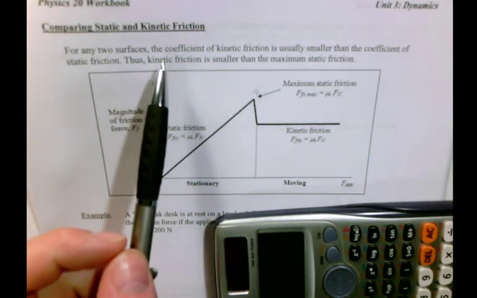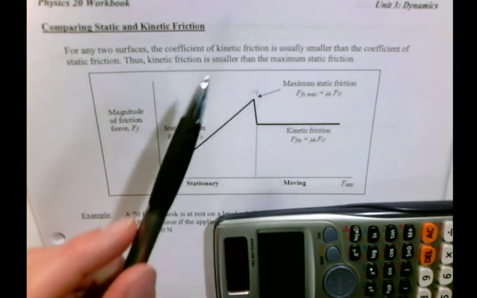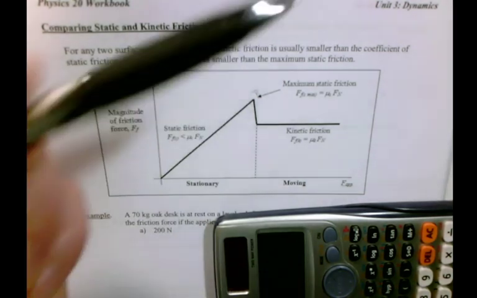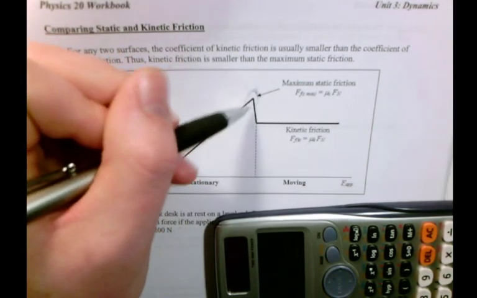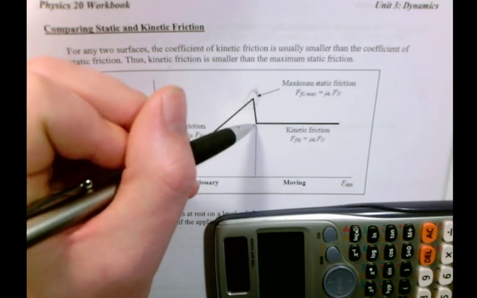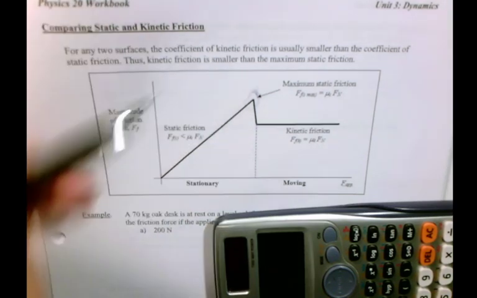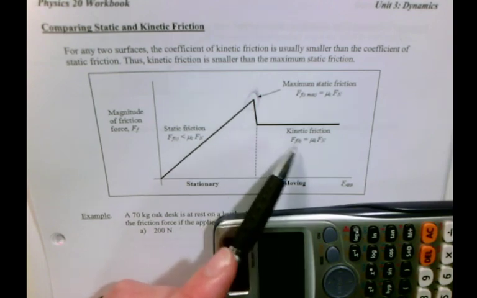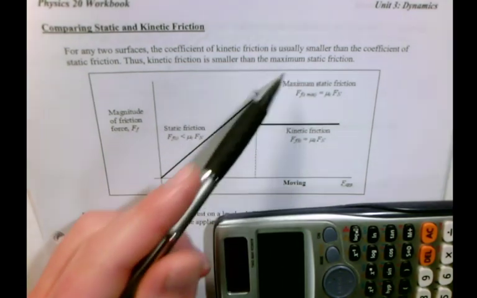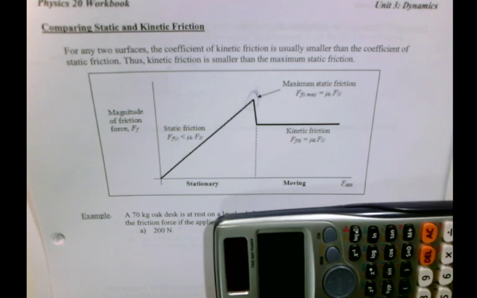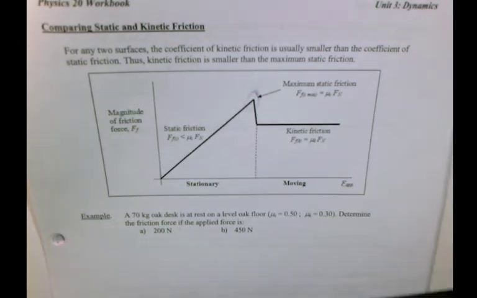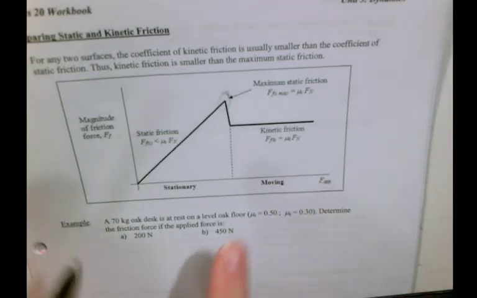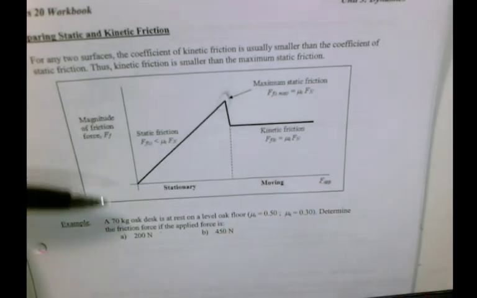So for any two surfaces, the coefficient of kinetic friction is usually smaller than static friction because we have this hump, this threshold that we have to overcome. And once it's moving, right, there's less magnitude of friction. Our kinetic friction will be smaller than our maximum static friction. All right, this is an important graph. Make sure you're familiar with all the axes, right?